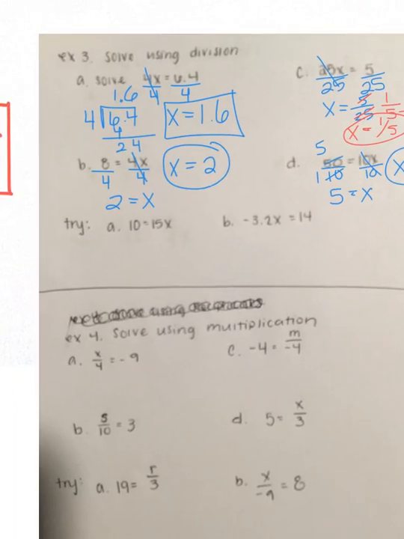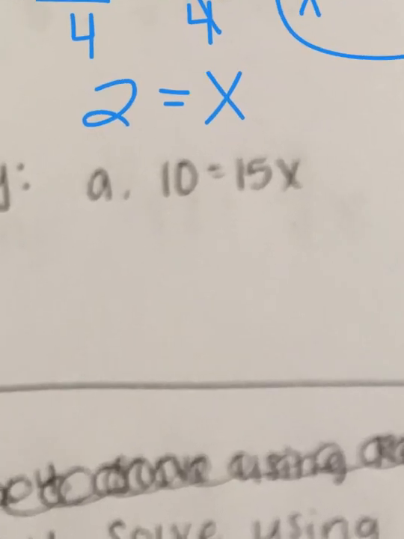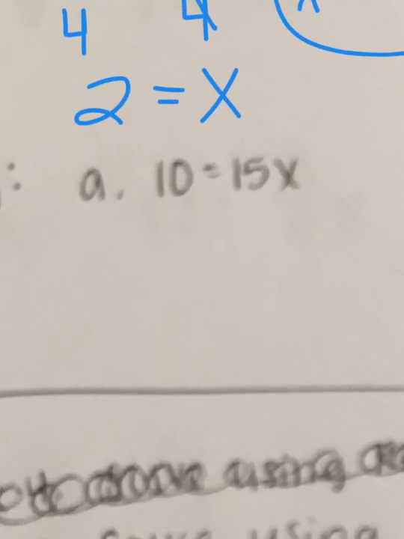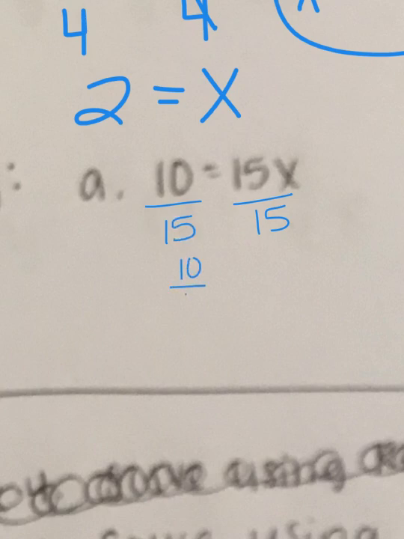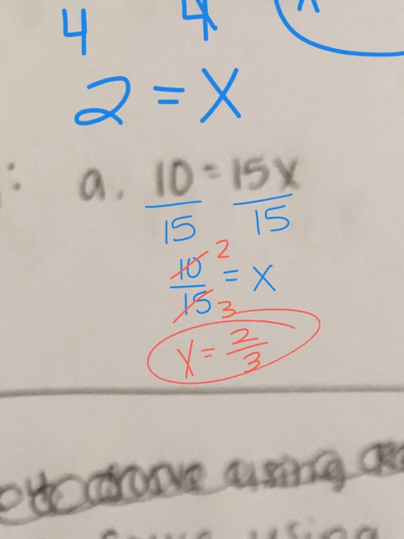Okay, so try A and B here by yourself, and then we will go over them. Okay, here, same thing. We see 10 equals 15 times x. If I have 15 times x, I need to divide both sides by 15. So I have 10 over 15 equals x, but that's not the most simplified form of that fraction. So I can do 10 divided by 5, which would be 2, and 15 divided by 5, which would be 3. So I'd have x equals 2/3 as my final answer there.